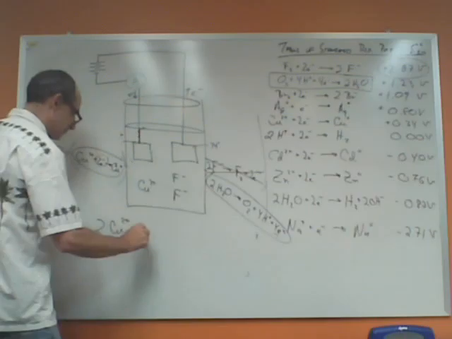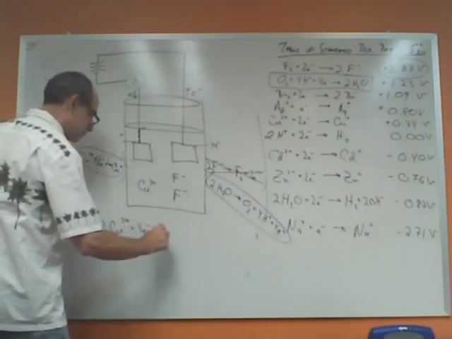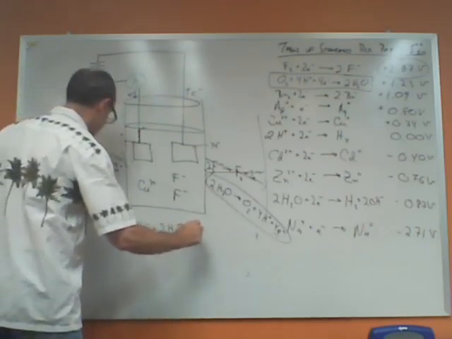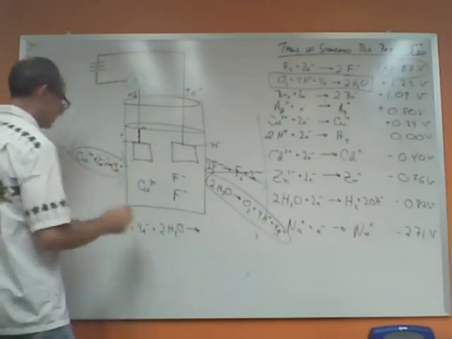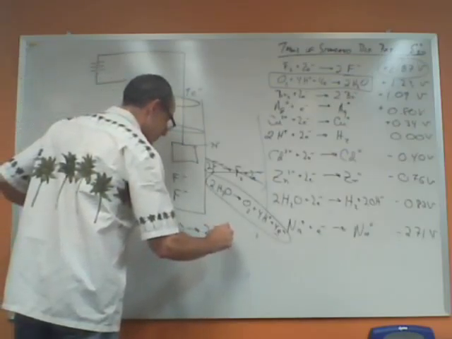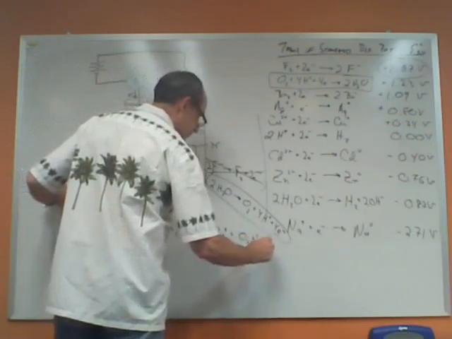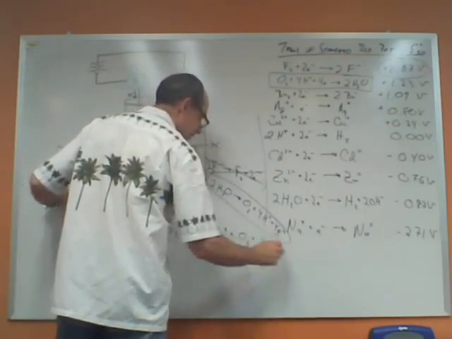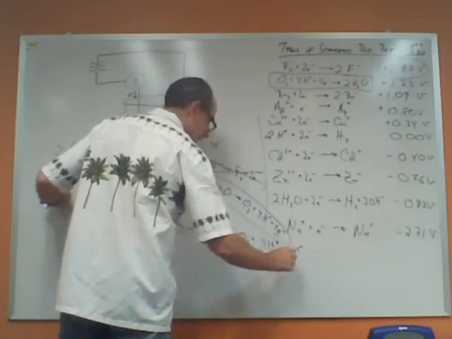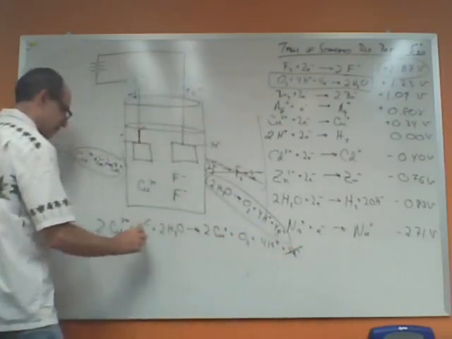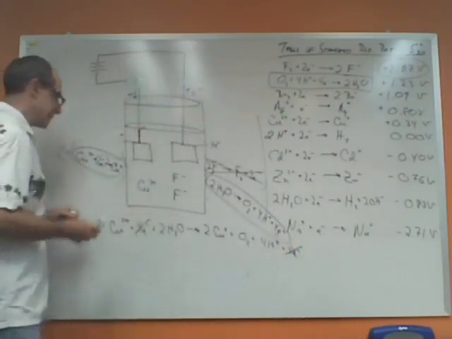I'll go ahead and write them for now. Plus 2 water molecules reacting to form 2 copper atoms plus 1 oxygen molecule plus 4 hydrogen ions plus 4 electrons, and of course those electrons better cancel those electrons, and I'm left with a net ionic equation.